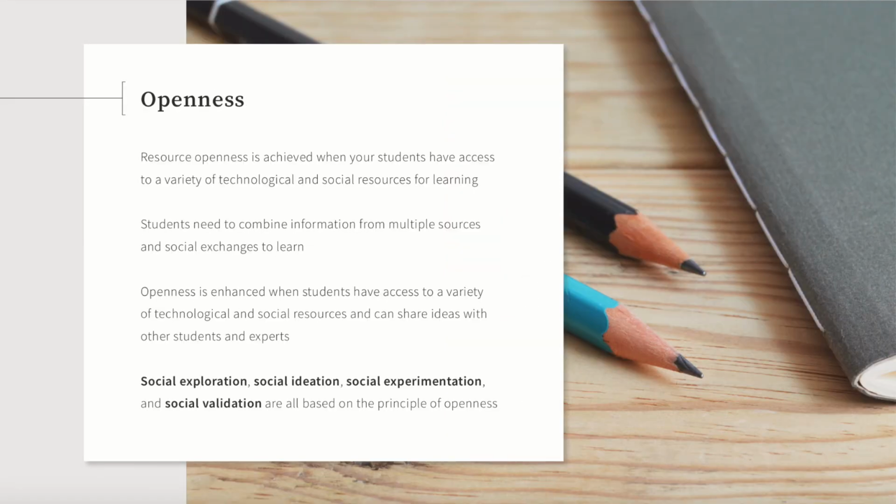Resource openness is achieved when students have access to a variety of technological and social resources for learning. Alonso 2015 stated that students need to combine information from multiple sources and social exchanges to learn. According to Abhari 2017, openness is enhanced when students have access to a variety of technological and social resources and can share ideas with other students and experts.